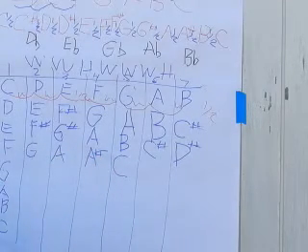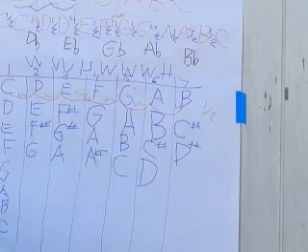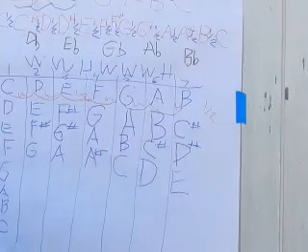Your next whole from C, C sharp, D. Whole step up from D is D sharp, E. And then half a step up would bring you back to F.